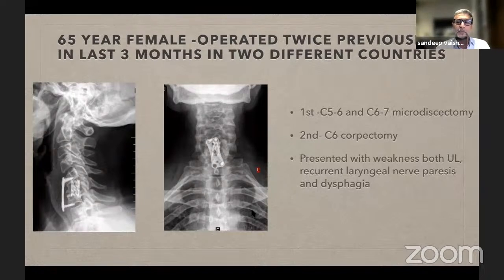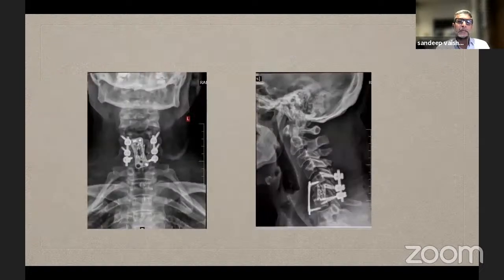So I was scared to go anteriorly. Otherwise, that would have been the normal approach. So we went from behind, did C5, 6, 7 decompression and lateral mass and pedicle screws.